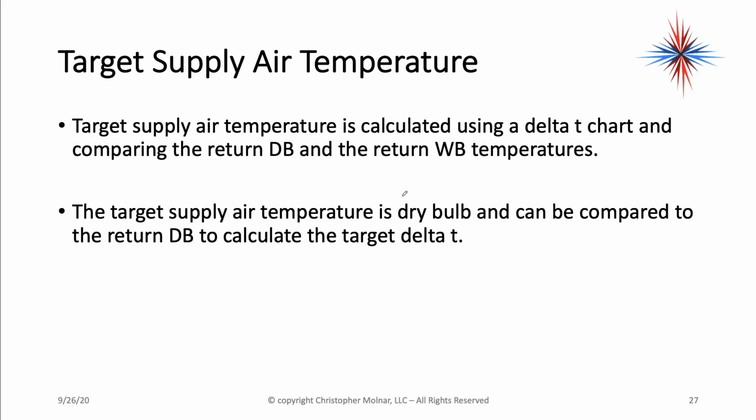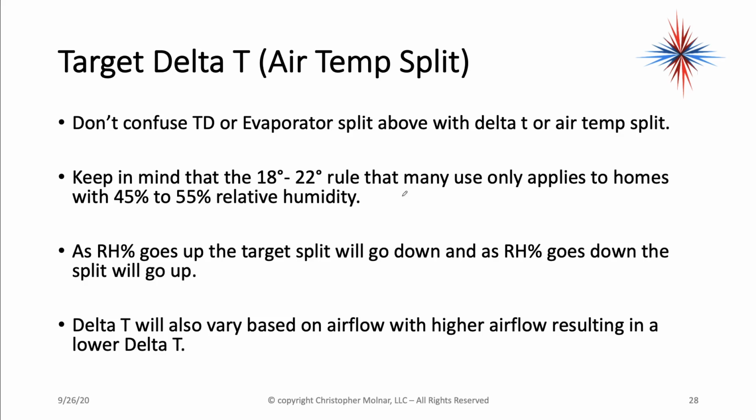Target supply air temp is an air temperature calculated using a delta T chart comparing the return air dry bulb and the return wet bulb temperatures. Target supply air temperature is the dry bulb and can be compared to the return dry bulb to calculate the target delta T. Don't confuse target delta T, or evaporator split, with air temp split.